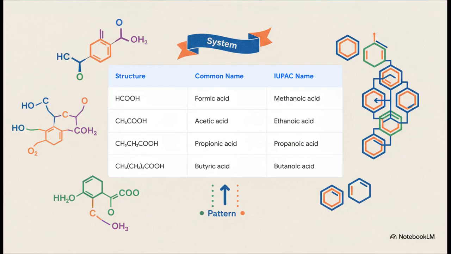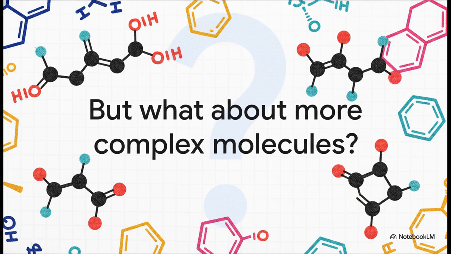Okay, let's see how this works. Our old friend formic acid, with its one carbon, comes from the alkane methane, so it becomes methanoic acid. Acetic acid has two carbons, so it comes from ethane, making it ethanoic acid. You can see the pattern, right? Propionic acid becomes propanoic acid, and butyric acid becomes butanoic acid. It's a clean, logical system. Simple enough for a straight line of carbons, right?